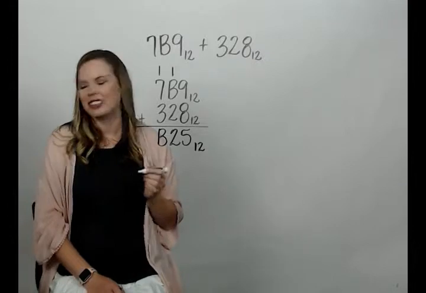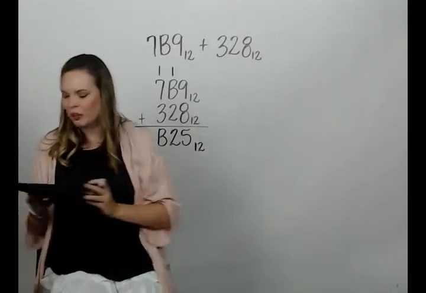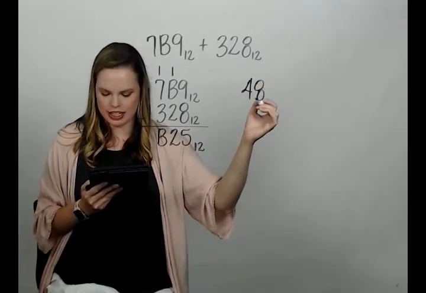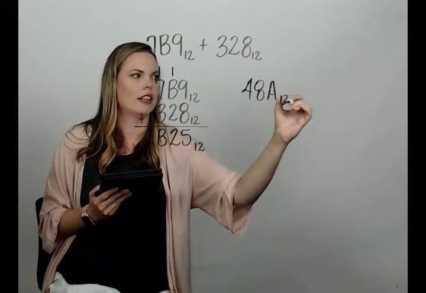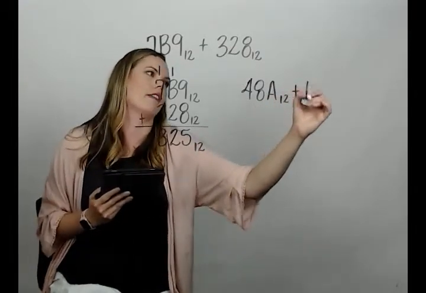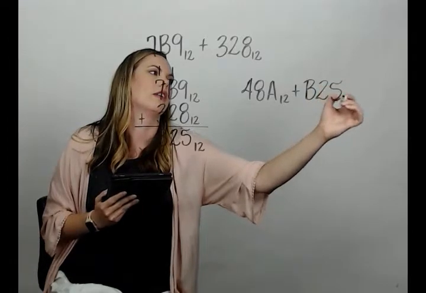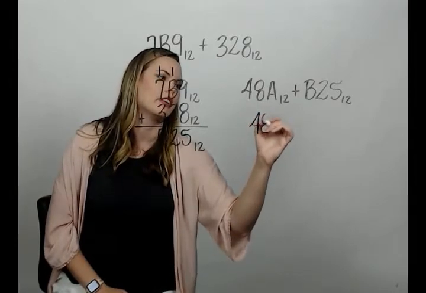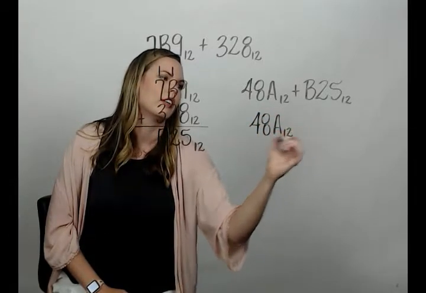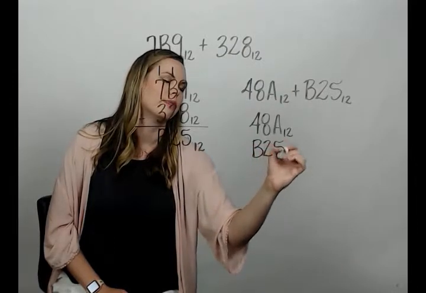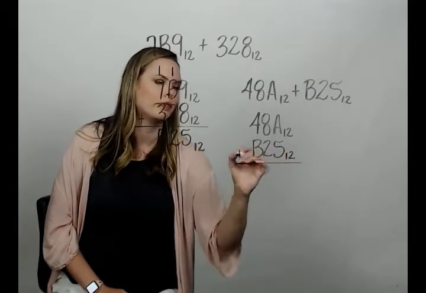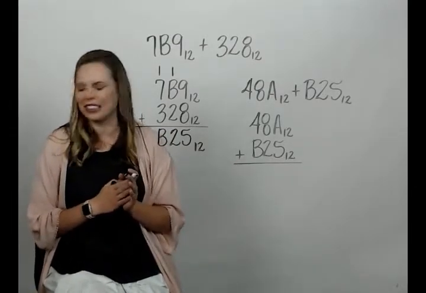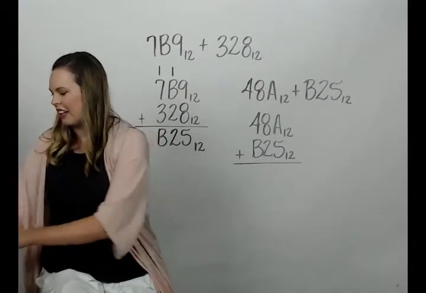Okay. Let's do another example with base 12. Let's do 4, 8, A plus B25, base 12. Okay, set this up. Regrouping at 12, A is 10, B is 11. So just some reminders on that.